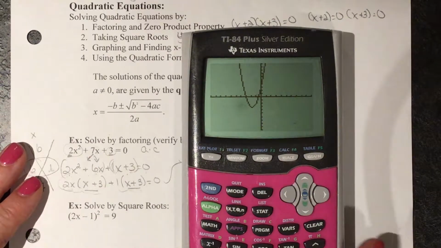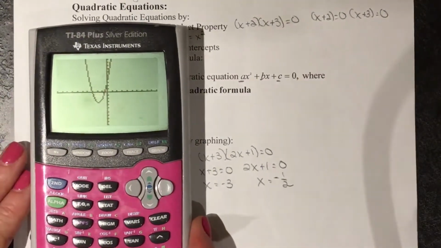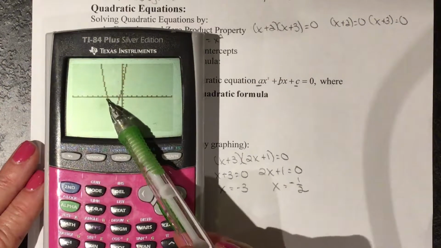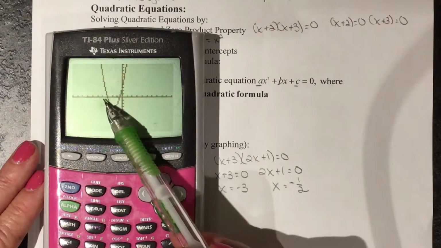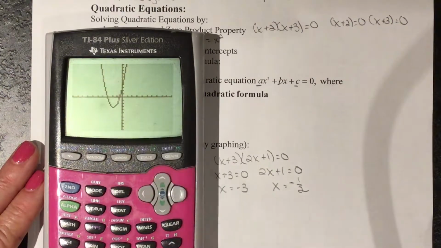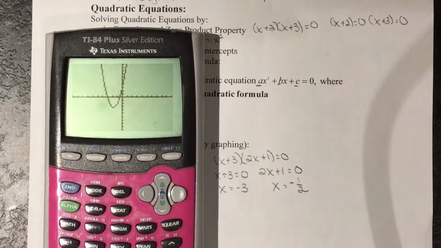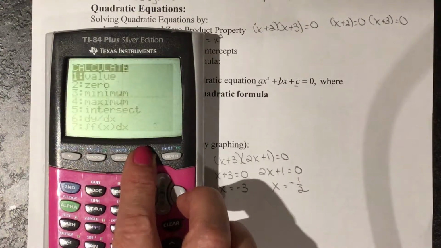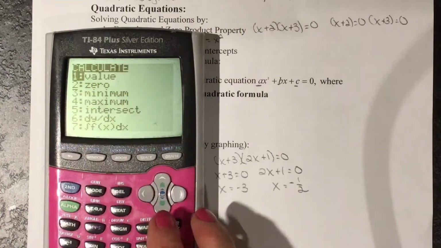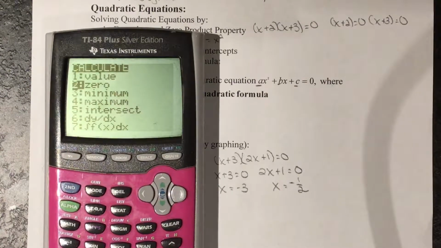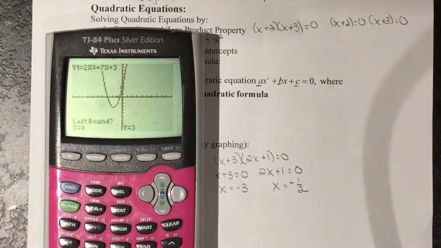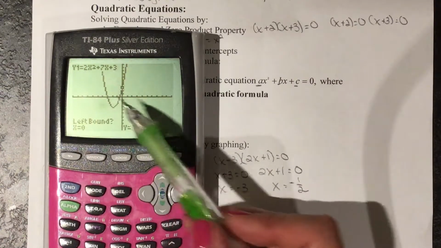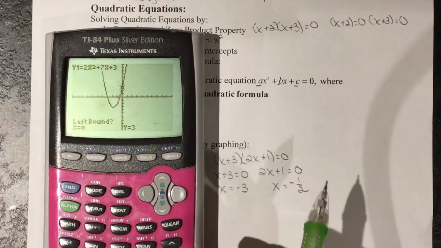So what I'm going to do is I'm going to verify my answers. I found -3 and -1/2, and just by eyeballing it, it does look like it would be a -3 and a -1/2, but we know not to assume. So let's go to second trace, which is my calculate button, and I'm going to go down to number 2, 0, because I'm going to find the zeros on this graph. The zeros are where the graph crosses the x-axis. The zeros are the x-intercepts.